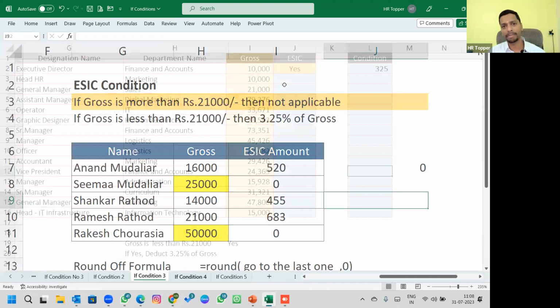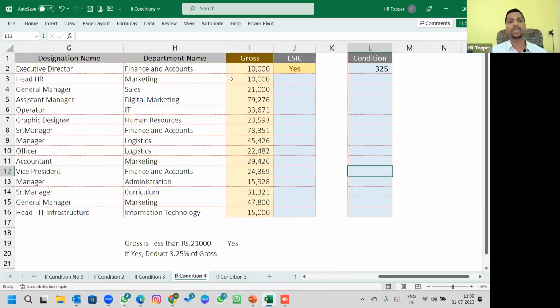I'll give you another example. Today we are going to learn two more so that you understand this concept. Okay. Now here is the same ESIC condition in a different way. See, when you prepare a salary, then it is okay.